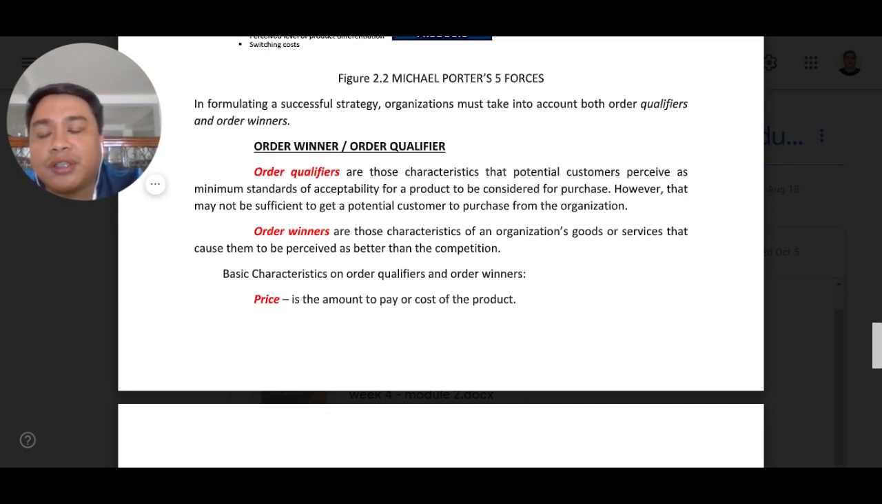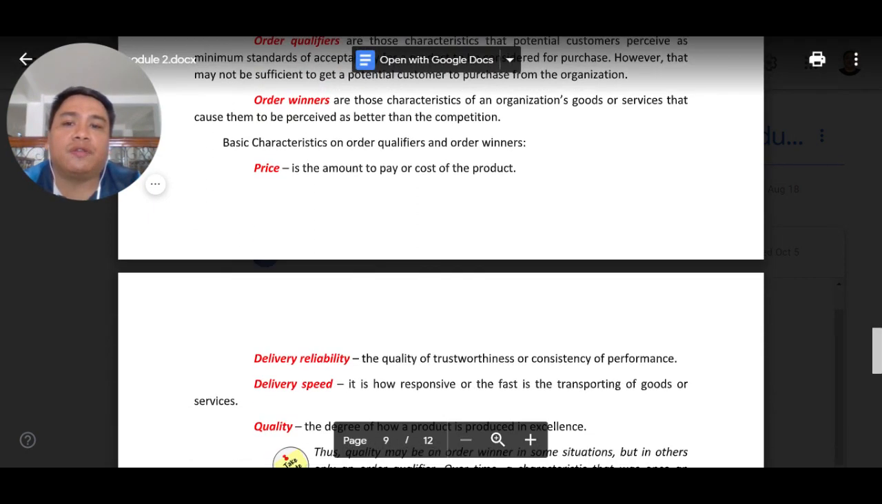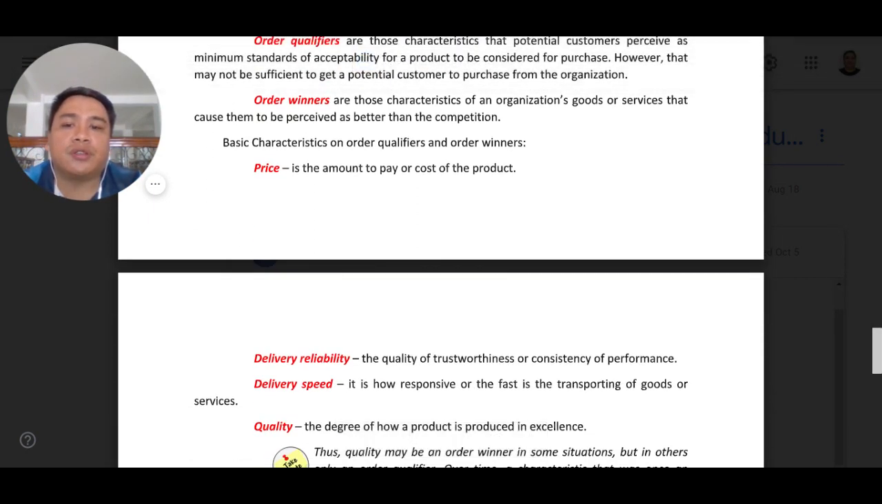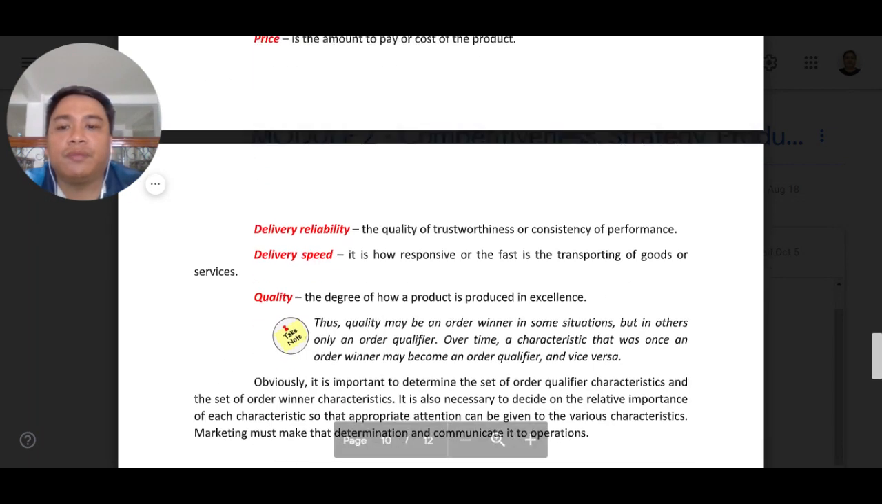So ano yung the basic characteristics of order qualifiers and order winners? Number one, the price of the product. Okay? Nagse-set tayo ng SRP, which is ano yung mas mura sa kanila, ano yung mas mahal sa kanila. So yung base price natin is SRP, that is order qualifier. And now kung sino yung mas mura or mas mahal, that's order winner.